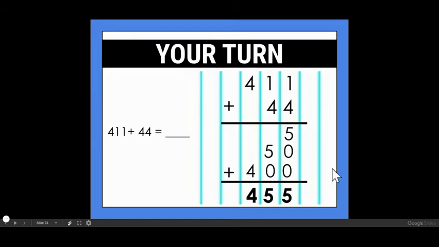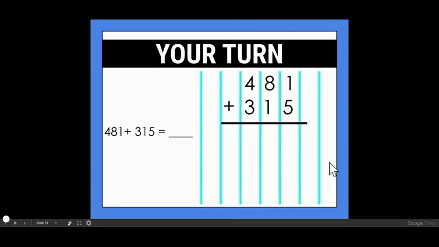All right, let's do another one together. This time, you're going to line up the numbers. Your addends are 481 plus 315. Put your one addend right on top of the other addend. Make sure your ones, your tens, and your hundreds are all lined up. This line underneath is kind of like the equals sign. So over here we have the equal sign. It looks like this. But when we write our problem vertically or up and down, we use this line as our equals sign.